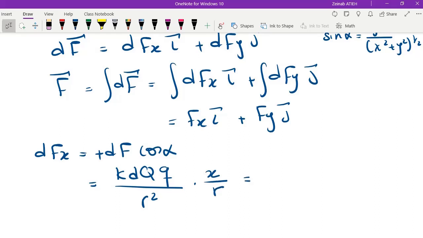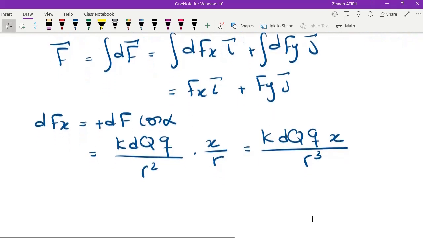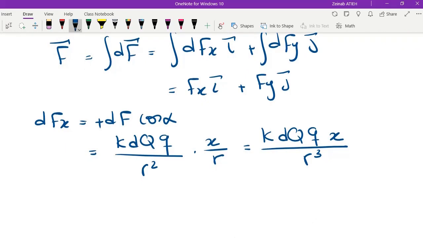I will get k dq q x over r cube. I will replace r by its value, which is x squared plus y squared to the power half, so I get to the power 3 over 2. And dq, what do we always do with dq? We replace it with lambda.